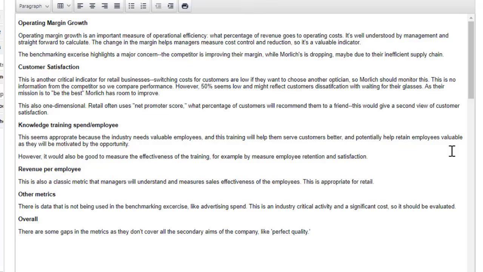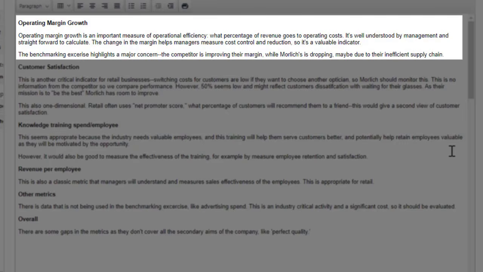Let's have a read. Operating margin growth. Operating margin growth is an important measure of operational efficiency. What percentage of revenue goes to operating costs? It's well understood by management and straightforward to calculate. The change in margin helps managers measure cost control and reduction, so it's a valuable indicator.